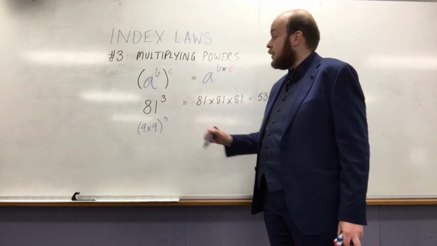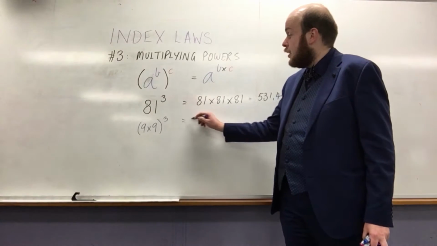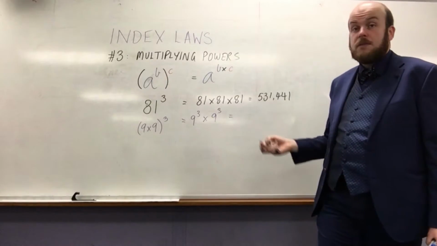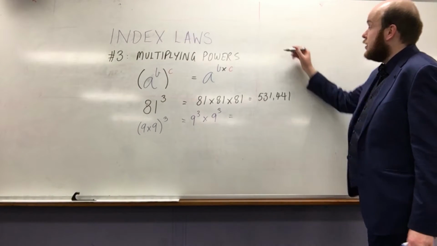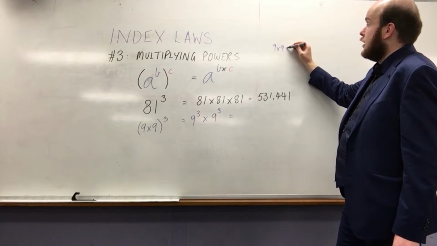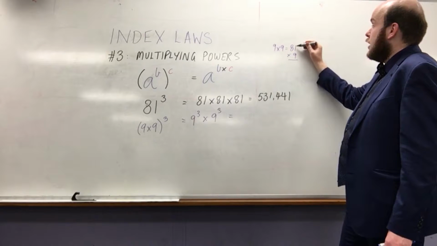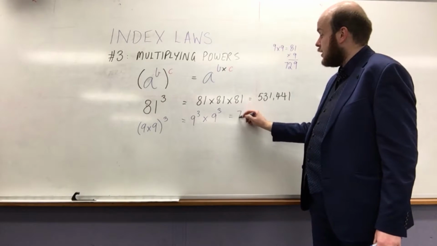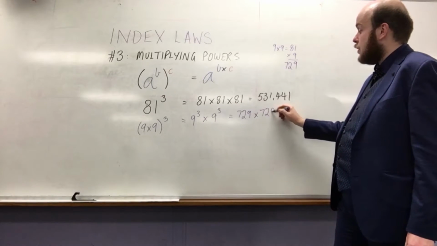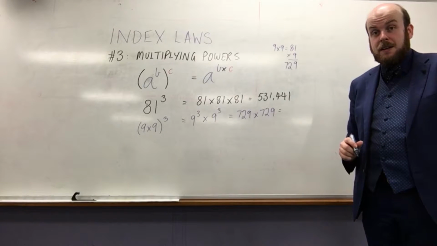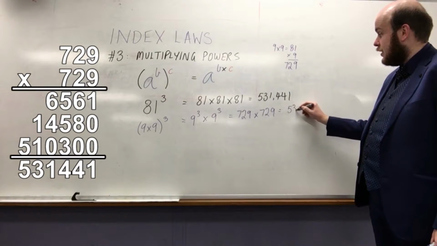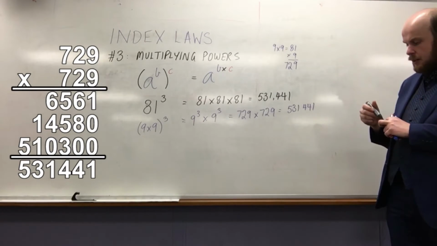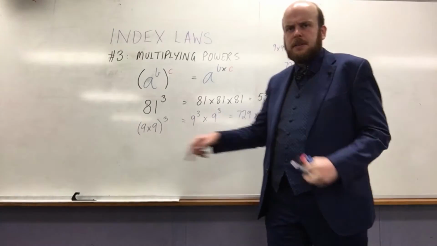So that would be the same as saying, in this particular instance, 9 cubed times 9 cubed. Well, let's go and find out what 9 cubed is. What's 9 times 9 times 9? 9 times 9 is 81, times by 9: 1 times 9 is 9, 8 times 9 is 72. So this should be the same as 729 times 729. Pop that in your calculator, and I think you'll find the same number there.